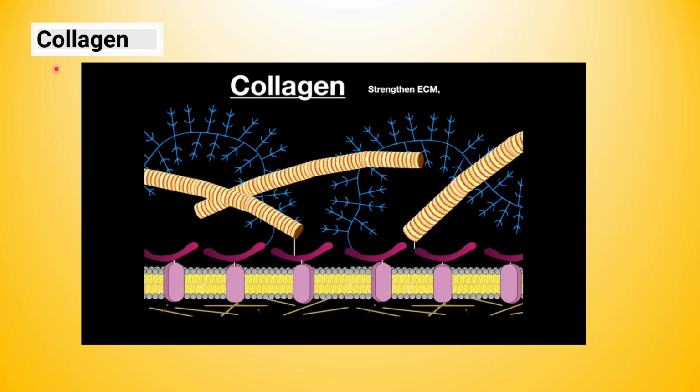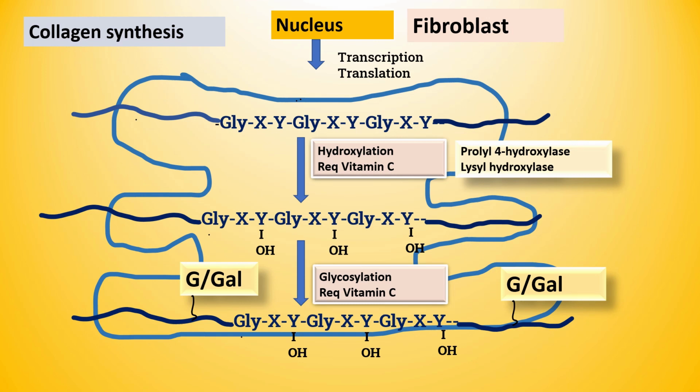So in extracellular matrix, the first example is collagen. In this lecture, we are going to discuss collagen synthesis and associated disorders. Here, this structure is nothing but a collagen. The cell which is required for collagen formation is a fibroblast.